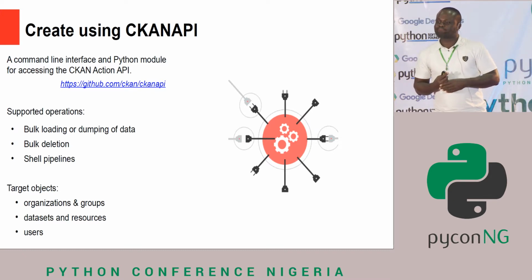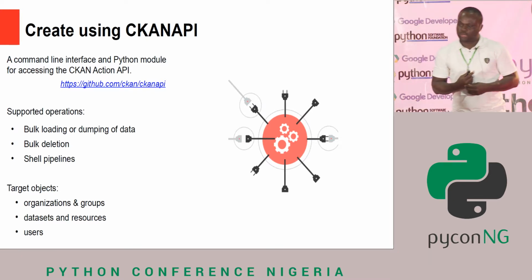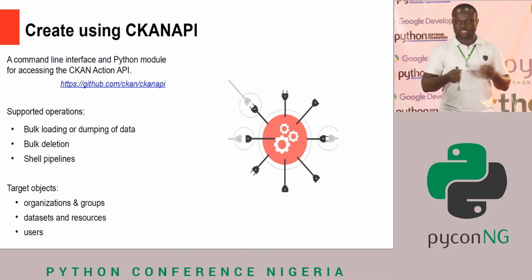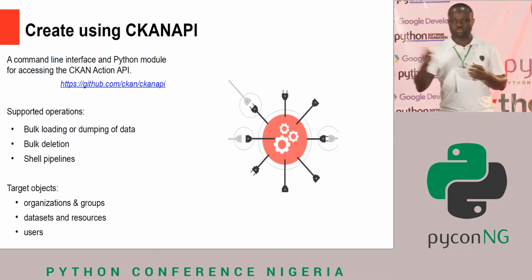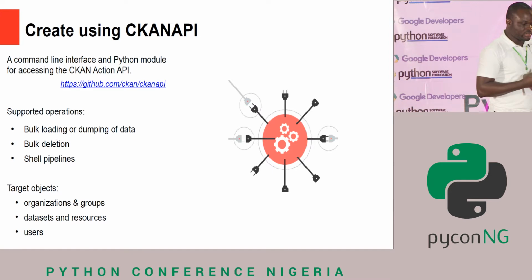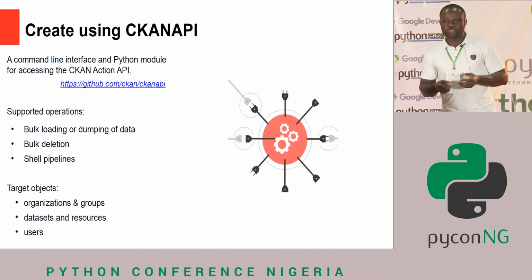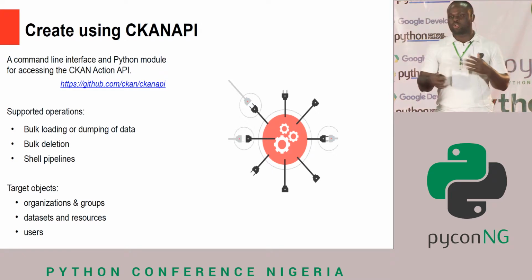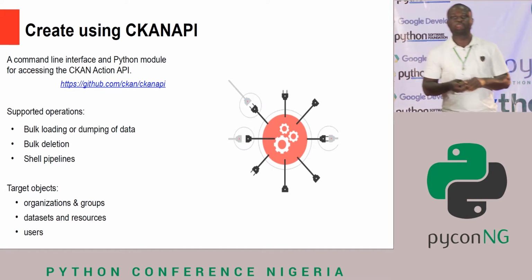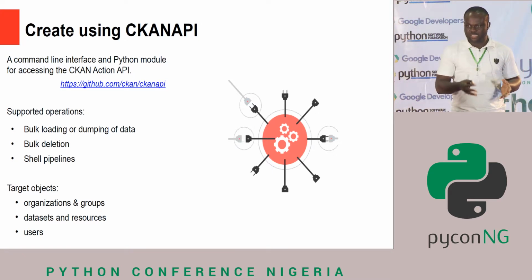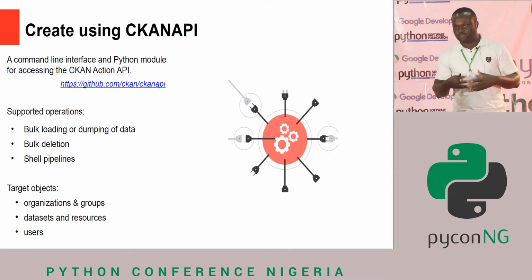Now, another way to manage organizations or to manage data within CKAN is to use the API. CKAN actually provides an independent tool for this, called the CKAN API, and you can use this to automate a lot of tasks, such as creating data sets and backing up data sets if you so choose.